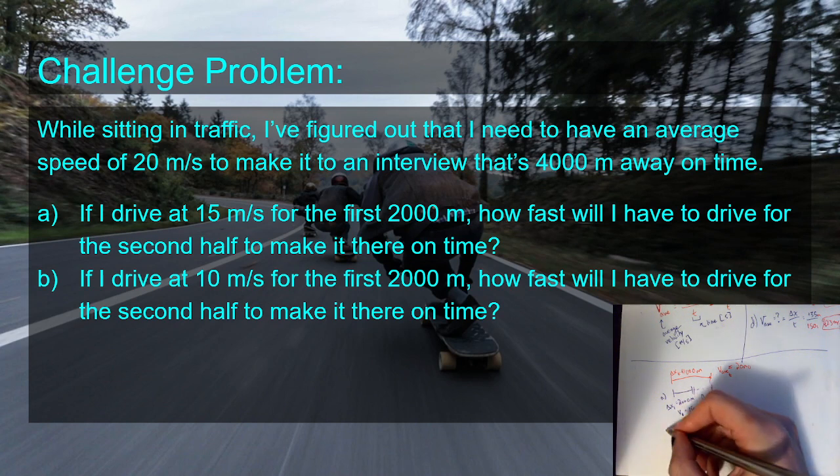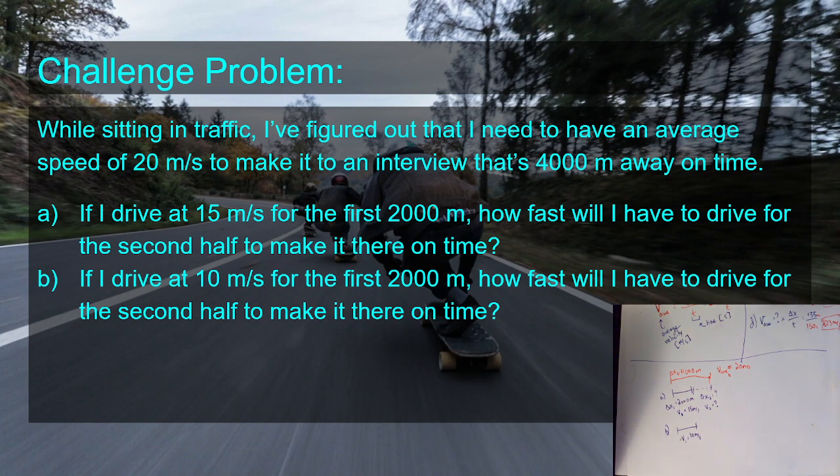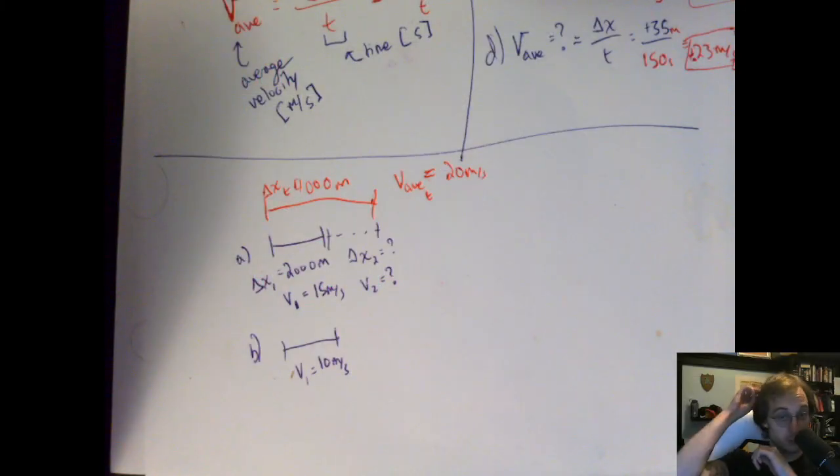For B, looking ahead a little bit, it's going to be very similar, except for this one, V1 is going to equal 10 instead of 15. And we're going to see how that changes it. All right, so let's do it.